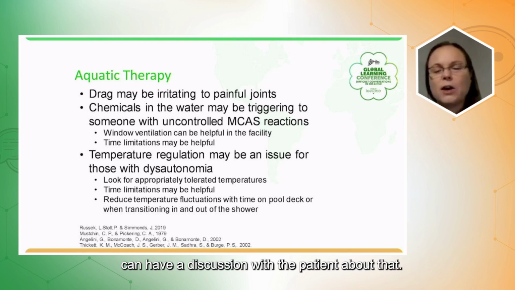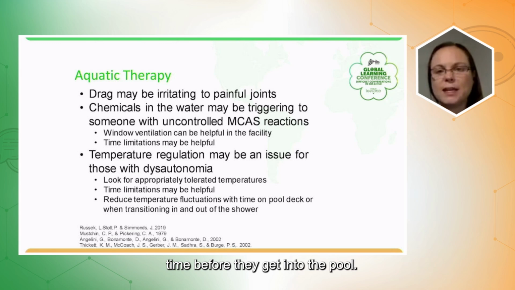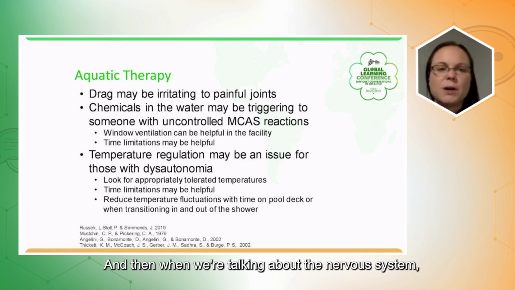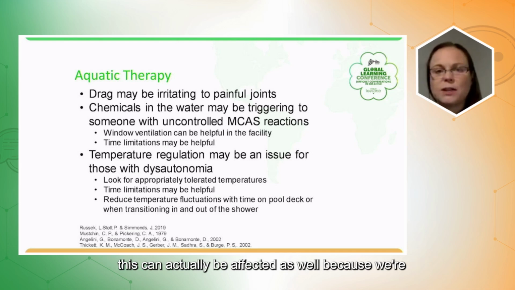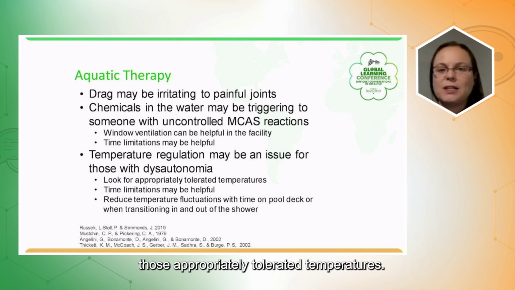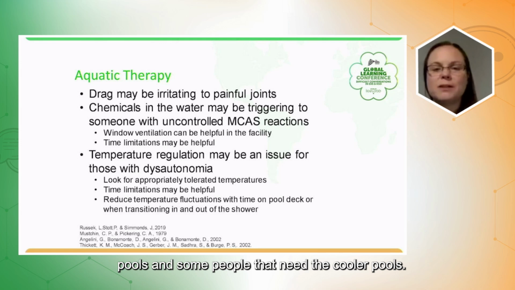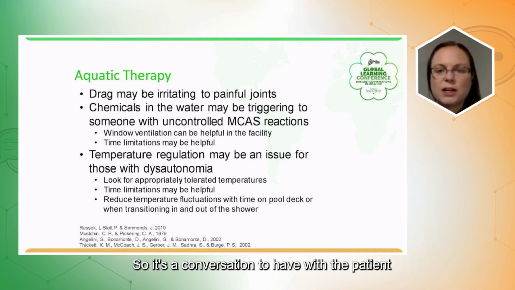We want to make sure that maybe we limit it to 30 minutes, and we can have a discussion with the patient about that. I also have had some providers that prescribe their patients something to take their mast cell medications a certain time before they get into the pool. A little additional treatment strategy for them as well for the day on those therapy days. So that could be something that could be helpful for those patients. And then when we're talking about the nervous system, this can actually be affected as well, because we're talking about therapeutic warmth in the pool. We want to look for those appropriately tolerated temperatures. And again, this is patient dependent. I've had some people that need the really hot pools and some people that need the cooler pools. So it's a conversation to have with the patient and a little bit of trial and error.